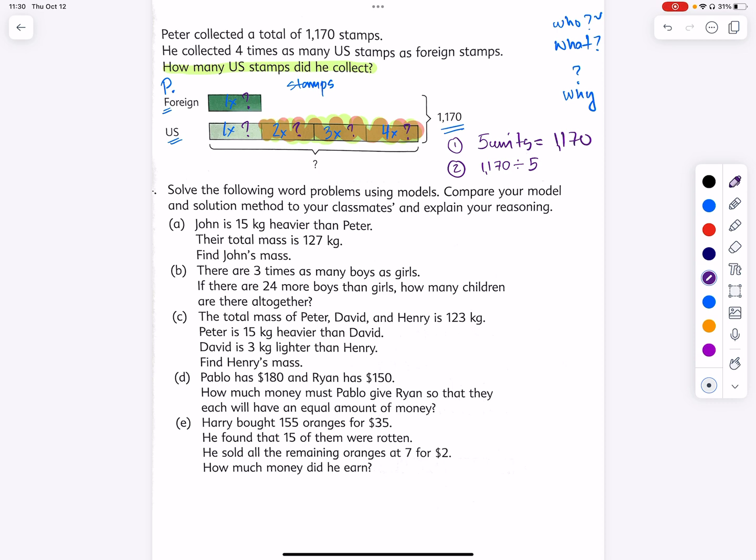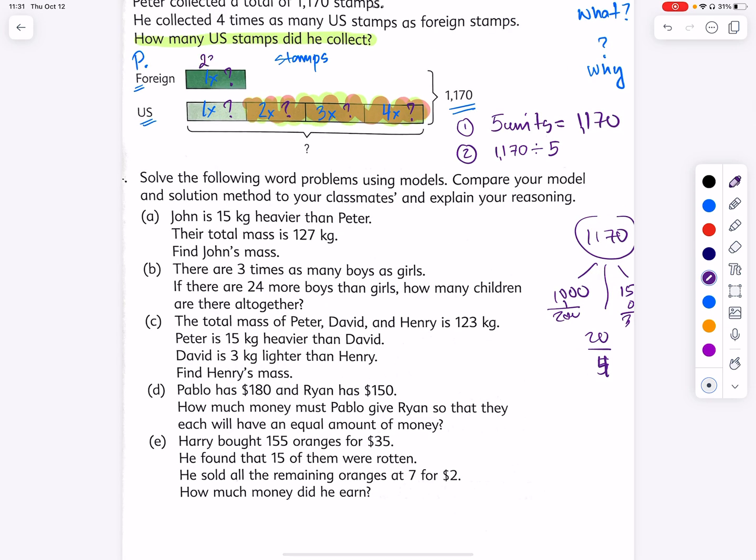Well, 1,000 divided by 5 is 200. I'm doing mental math. 1170, we can split it into 1,000, 150, and of course, 20, right? That's all together. So this is $200. 20 divided by 5 is $4. 150 divided by 5 is 30. So each unit is 234, 234, 234, and so on.